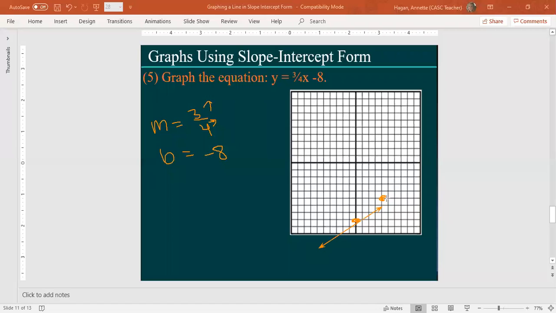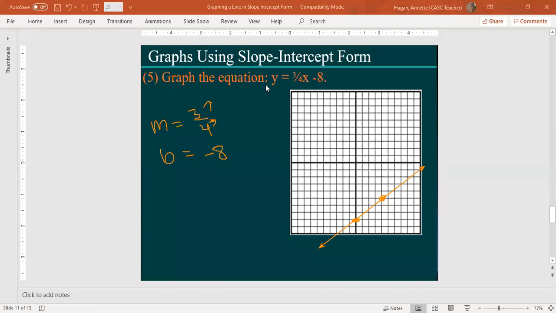Now, when you draw your line, it is very important that you put arrows on the end of each side. See how I have arrows on each end? That's because these lines continue. You could keep rising 3 and running 4 forever, on and on, but we don't obviously do that because of our graph size. That's why we put arrows on the ends of our line, so this line could continue forever.